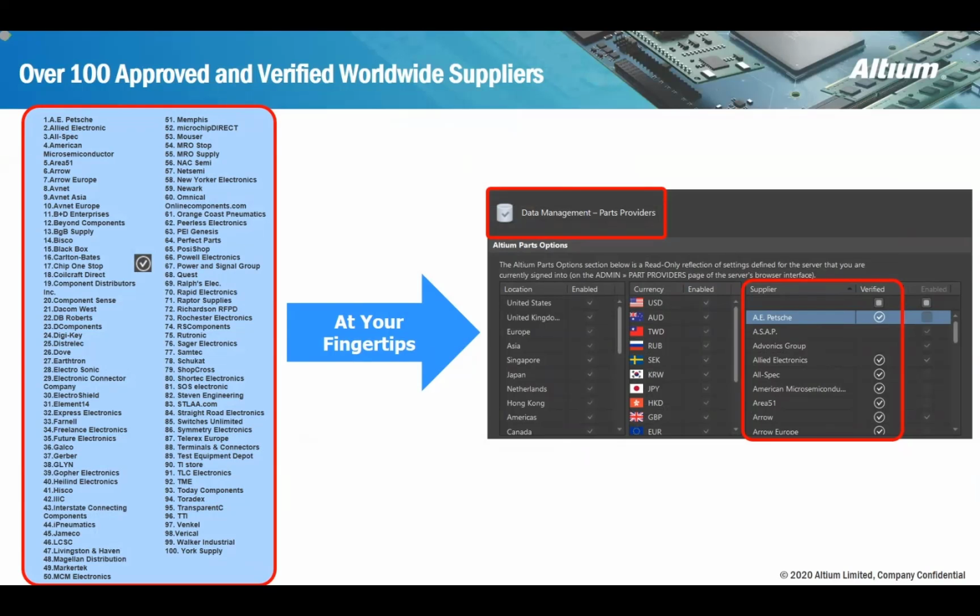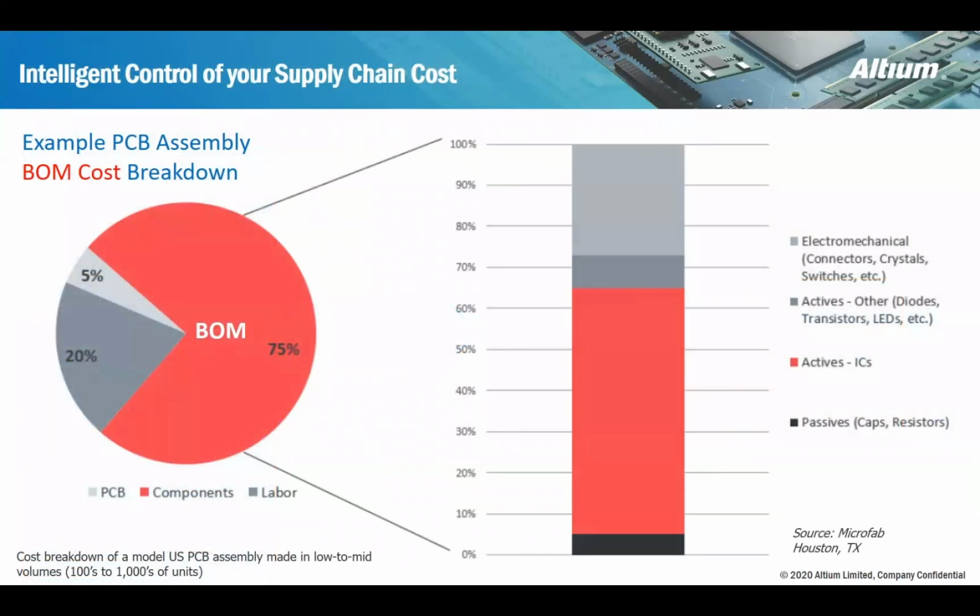There are over 100 approved and verified suppliers available at your fingertips in Concord Pro. The verified checkmark shows up here next to my suppliers, and you can see that my suppliers are worldwide suppliers. I can choose to filter out certain countries, or I can filter out certain suppliers based on my relationships with them.